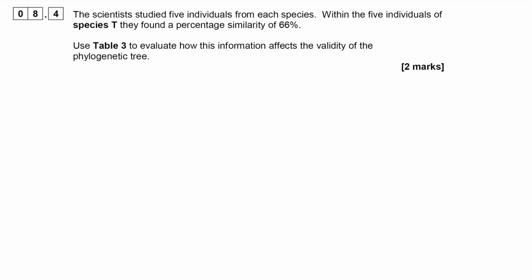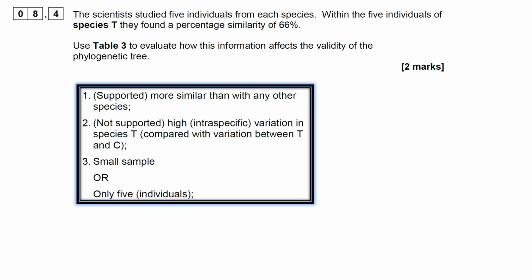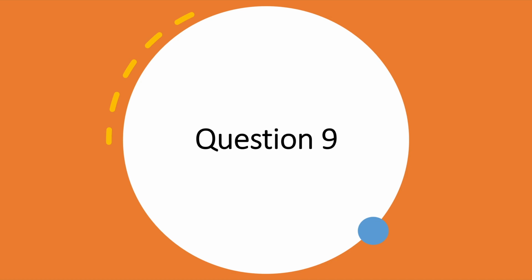So if you look carefully, it says the scientist studied 5 individuals. So this is a very small number, so it can't give you a representative value. So that could be the potential reason. So your answer should include, number 1, more similar than with any other species, because obviously we haven't seen 66% in any other species. Number 2, not spotted because high intraspecific variation in the species T compared with variation between T and C. And number 3, small sample size, or only because we have 5 individuals, so that could be the reason. Okay, now let's move on to question number 9.